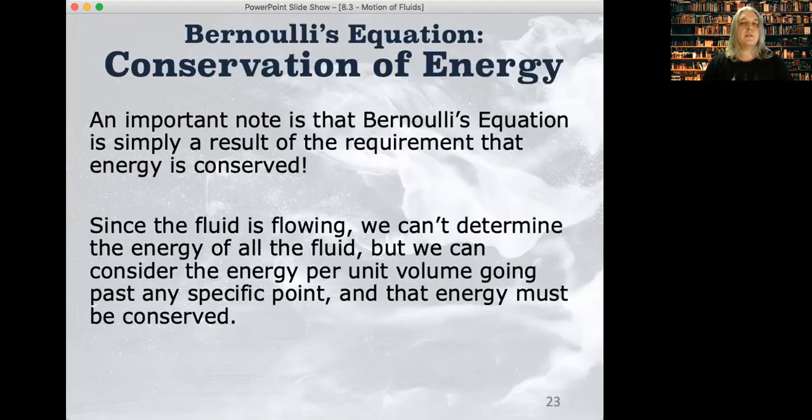I think I will leave it there and we'll come back and we'll look at applying this. We'll look at an example and then we'll talk about some phenomena in the world that we can see where it is a relevant scenario.